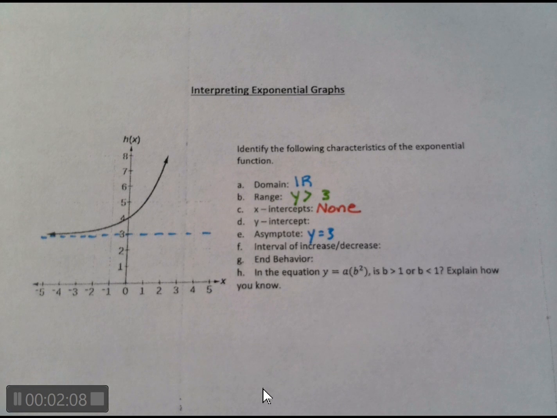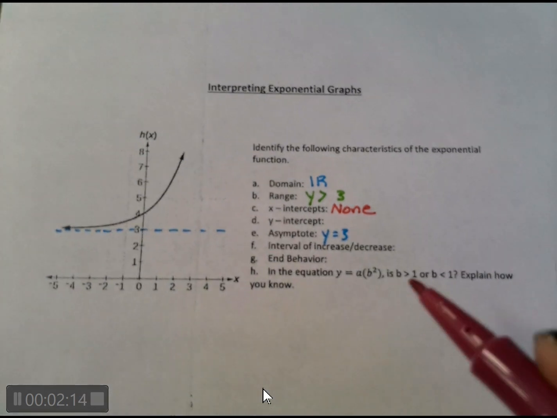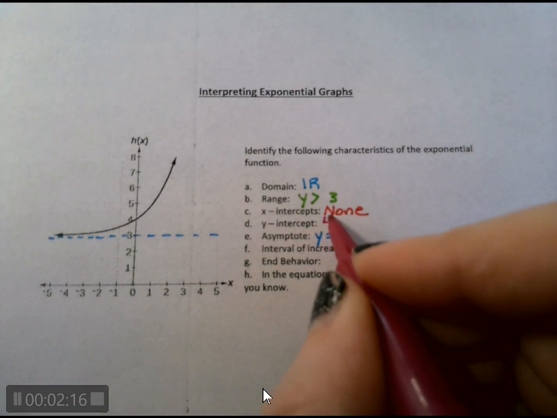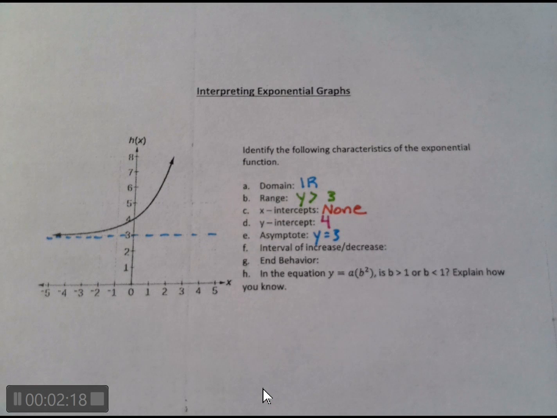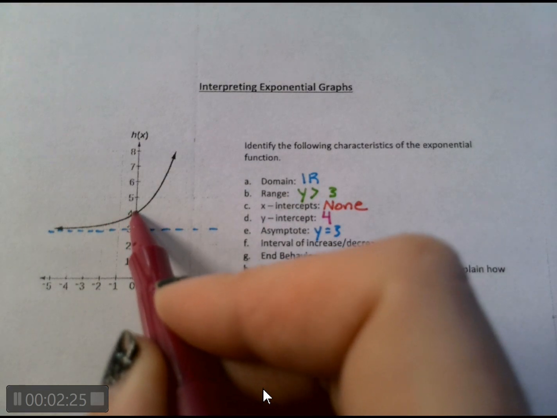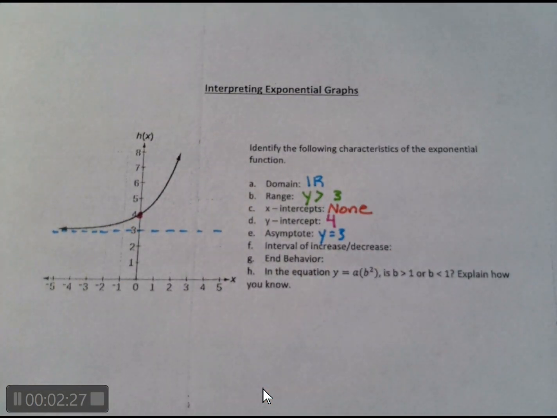Okie dokie. So now, let's take a look at our y-intercept. What's our y-intercept? It's 4. Good. Okay. So then, because it crosses up at 4, right there. There we go.